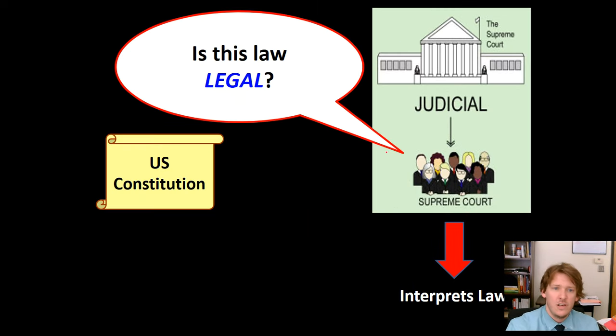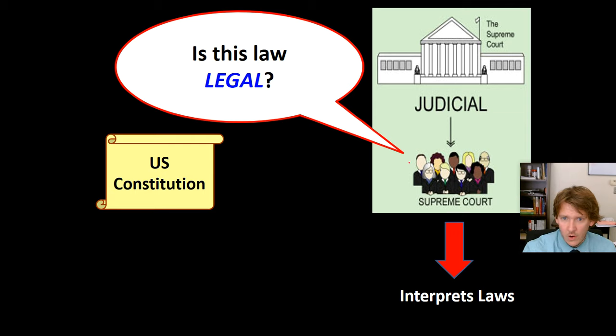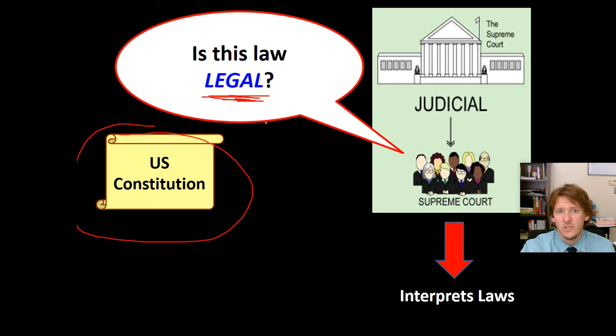And then last, the judicial branch, they interpret the law. That means that they look at the law and say, is this law legal? Does the law follow the U.S. Constitution? If it violates anything in the U.S. Constitution, then we must throw out that law. They also determine if people have broken the law or not.